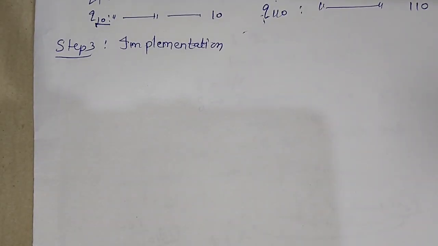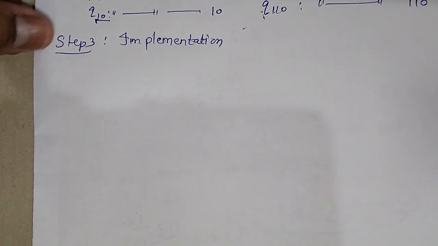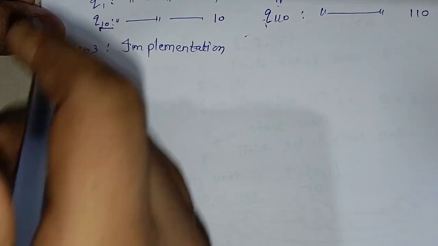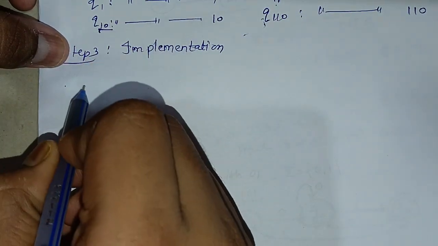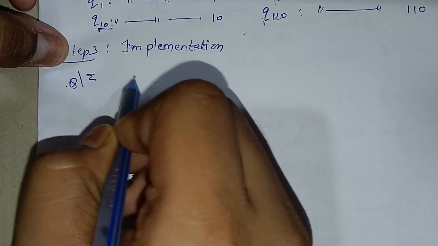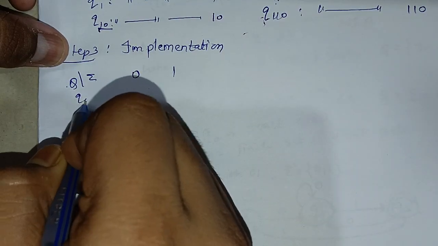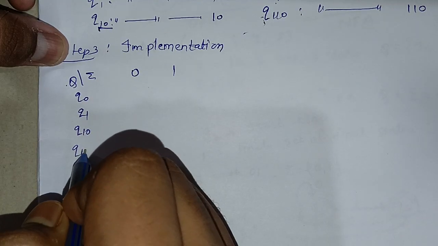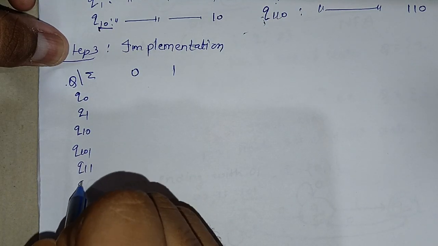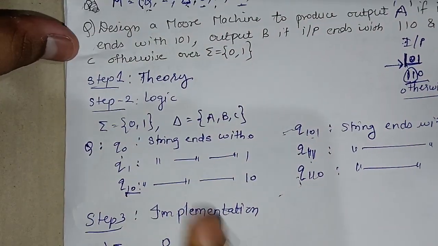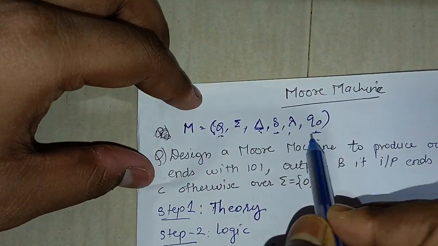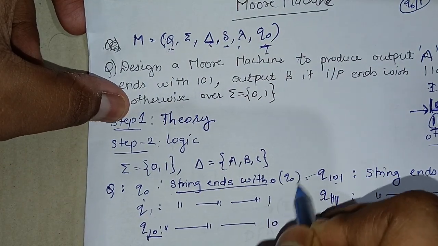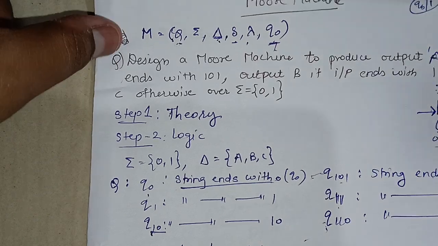Since it is a Moore machine, in a Moore machine we have to show the state transition table as well as the machine function table also. So now see, two inputs 0 and 1, and the states Q0, Q1, Q10, Q101, Q11, Q110. In this there is no final state. There is a starting state, Q0 is our starting state, you have to mention here.